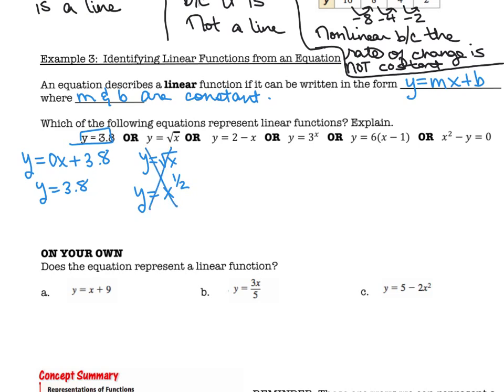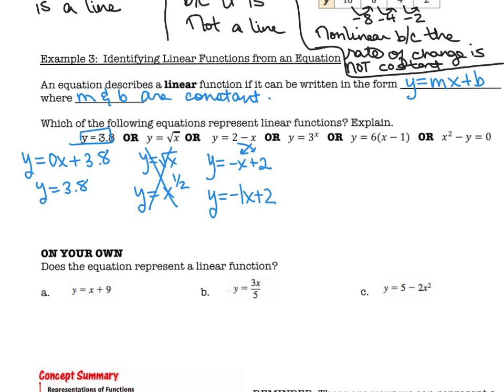Y equals 2 minus x. We can just rewrite this by putting the negative x in front and the positive 2 in back. If you need to see it this way, this would be y equals negative 1x plus 2. So your m would be negative 1 and your b would be 2.